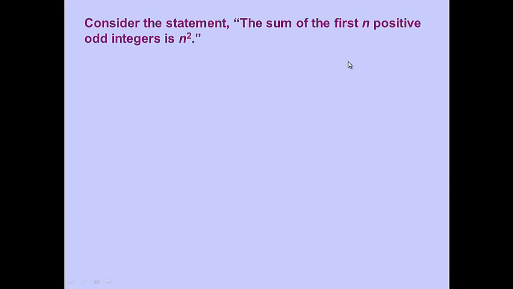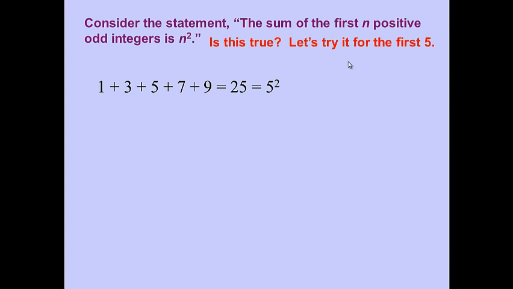Consider the statement: the sum of the first n positive odd integers is n squared. In other words, 1 plus 3 plus 5 plus 7 is equal to the number of terms squared. So is this true? If we try it out for the first 5, 1 is 1 squared. 1 plus 3 is 4, which is 2 squared. 1 plus 3 plus 5 is 9, which is 3 squared. If we add 7, it's 16, which is 4 squared. If we add 9, it's 25, which is 5 squared.